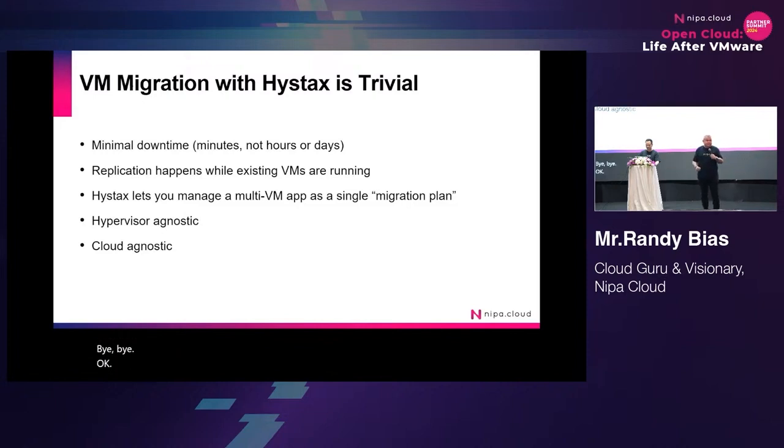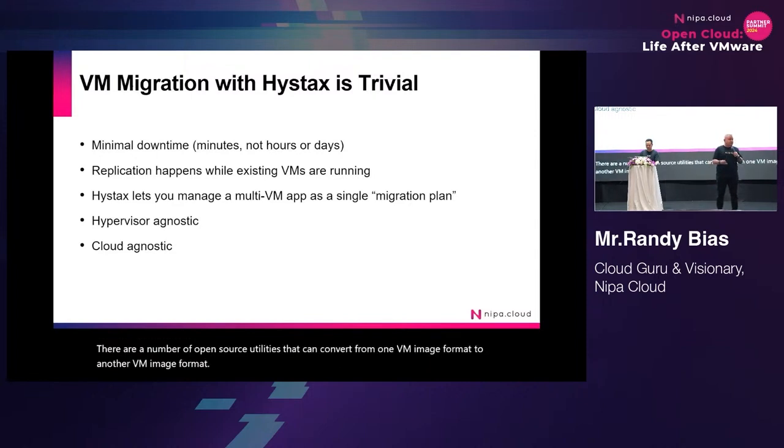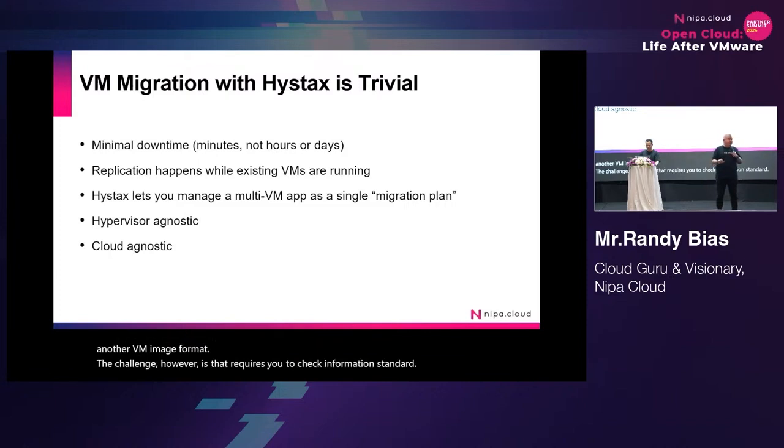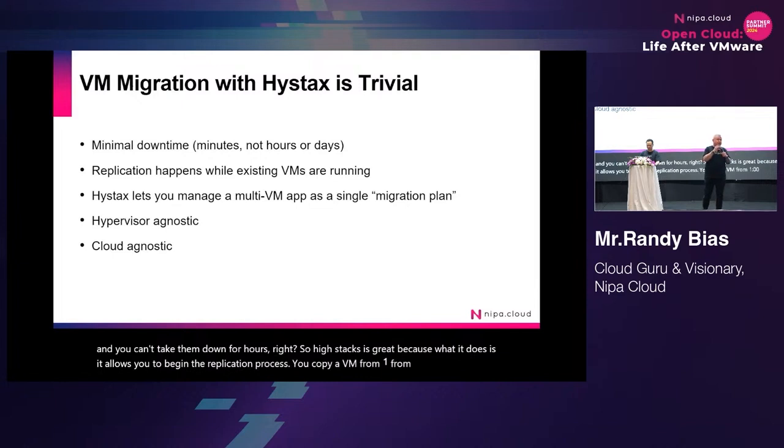Why use Hystax? There are a number of open source utilities that can convert from one VM image format to another VM image format. The challenge, however, is that that requires you to shut virtual machines down. And the reality is that we all have workloads that need to run, and they need to keep running, and we can't take them down for hours, right? So Hystax is great because it allows you to begin the replication process and copying of a VM from your source cloud or virtualization platform to a target cloud, and it allows you to do that while the VM is running.